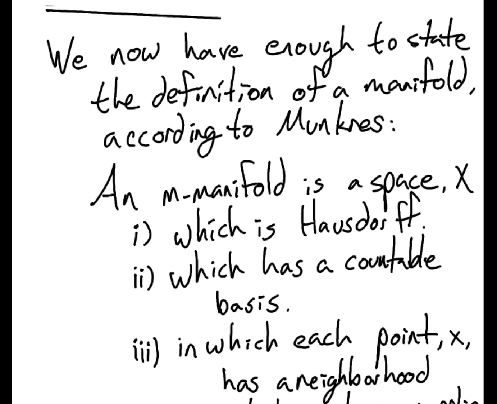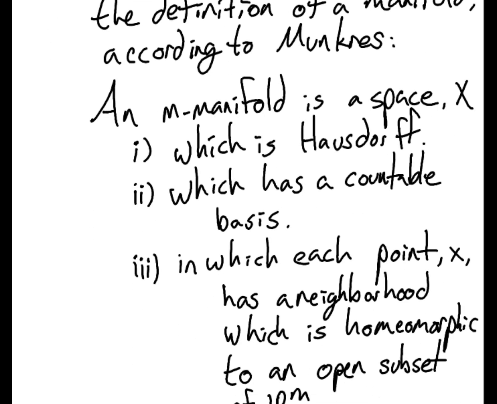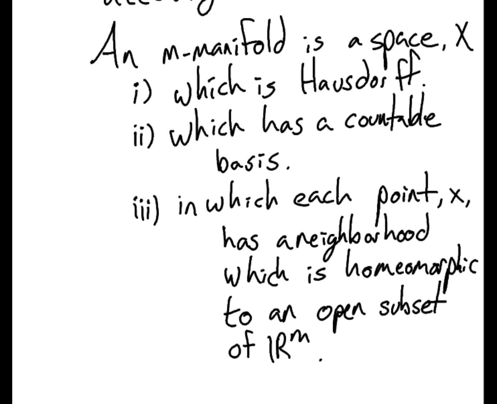All right. So with the idea of a homeomorphism defined, we now can tell you what a manifold is. So everything so far has come from Munkres, and this is also going to come from Munkres, right? So this is the definition of an M manifold. It's a topological space, and it has these properties.